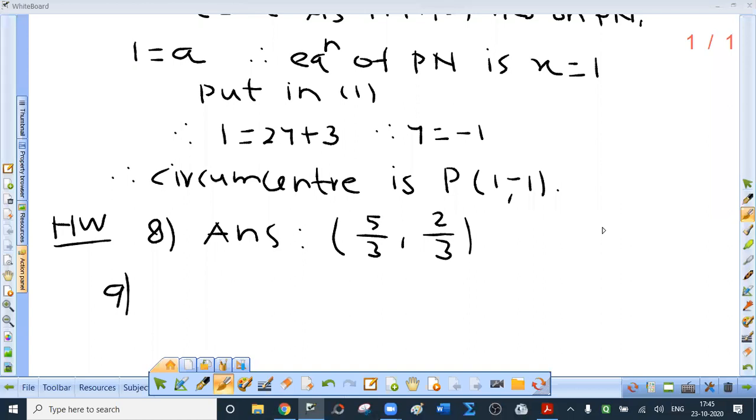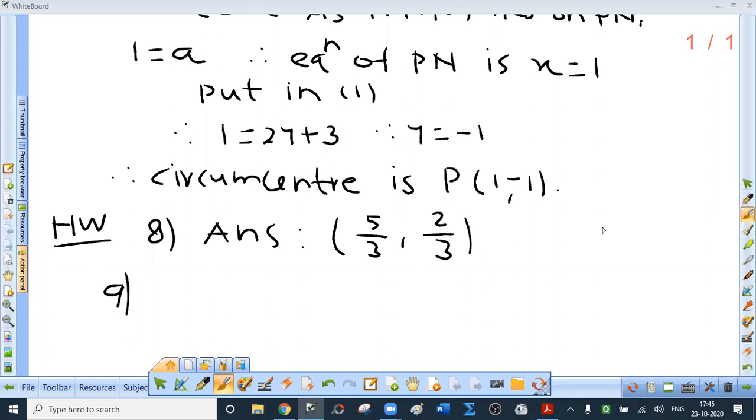Now sum number 8 for homework. Find the coordinates of the orthocenter. We have already done one sum of this type. Orthocenter of the triangle whose vertices are given. Now the answer is (5/3, 2/3).